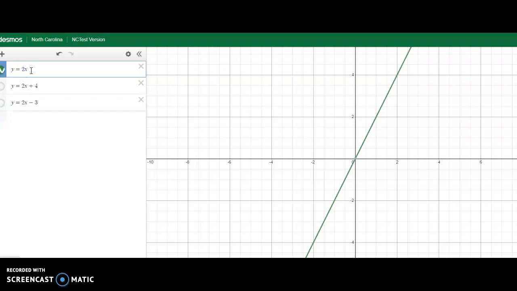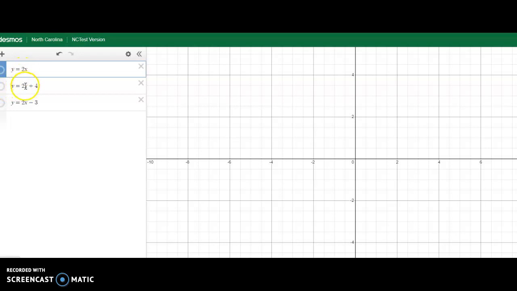I don't see anything. What do I see here for the plus b? I see plus nothing, right? Well, did I change that equation? No. Do I need to write that 0? No, it's a waste of my time. This does go through 0, 0. The y-intercept, the y-axis, this goes through the 0 point. Let's turn that off and look at the next one.